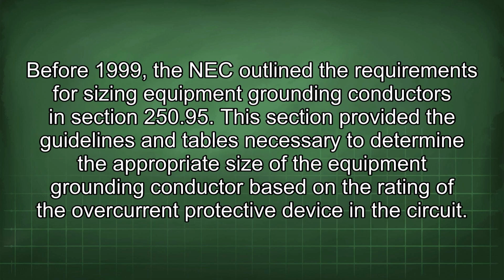Before 1999, the NEC outlined the requirements for sizing equipment grounding conductors in Section 250.95. This section provided the guidelines and tables necessary to determine the appropriate size of the equipment grounding conductor based on the rating of the overcurrent protective device in the circuit.